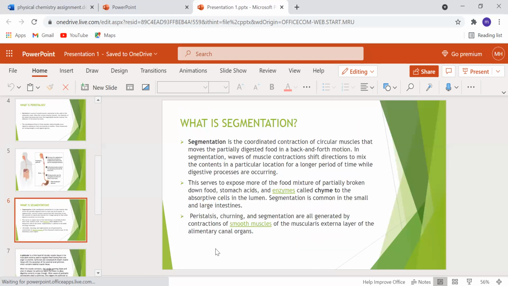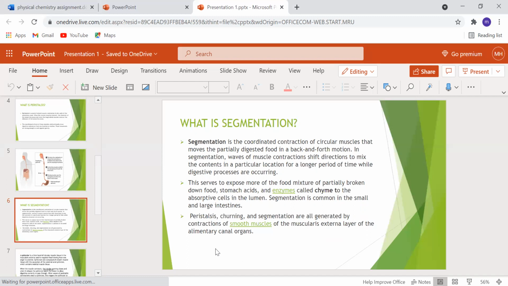Now we will discuss what is segmentation. Segmentation is the coordinated contraction of circular muscles that moves the partially digested food in a back and forth motion. In segmentation, waves of muscle contraction shift directions to mix the contents in a particular location for a longer period of time while digestive processes are occurring.